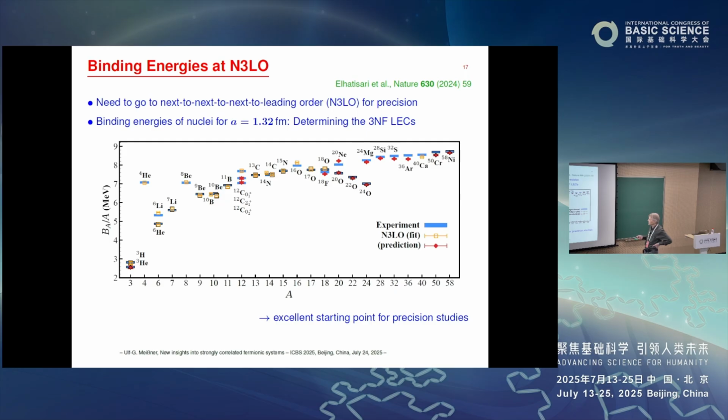And you see that the prediction is quite good. For example, the ground state of carbon-12 is fitted, but then the first excited 2+ state comes out correctly, and then the famous Hoyle state also comes out correctly. You see here neon-20 up to nickel-58. This is the binding energy per nucleon in these states, and it comes out quite nicely. So it's an excellent starting point for precision studies.